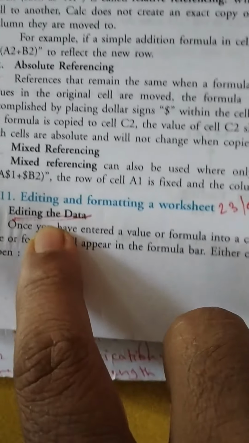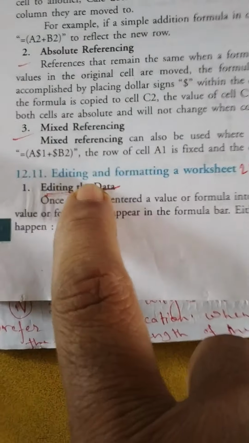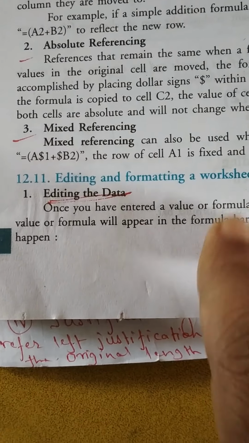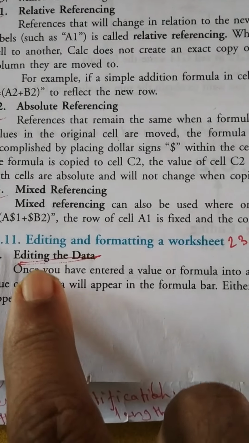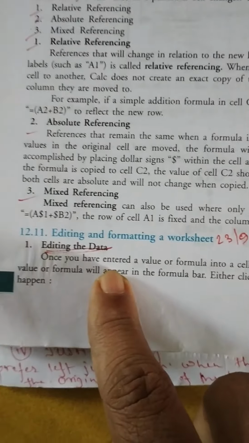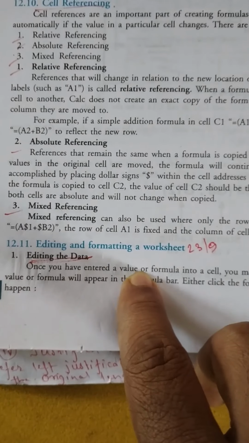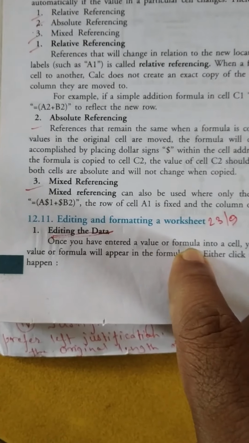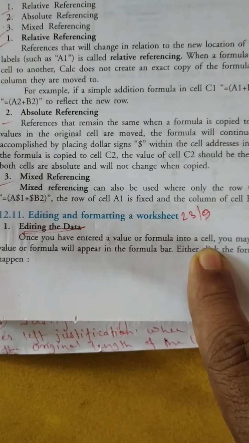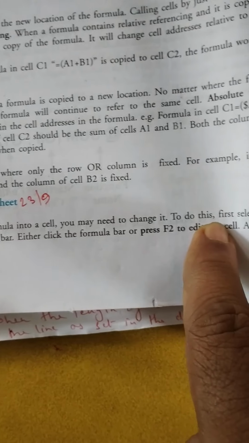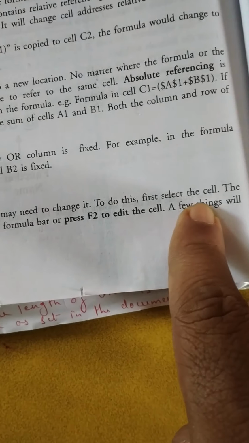Now we will see another topic. The other topic is editing and formatting the worksheet. How can you edit and how can you format your worksheet? See, editing the data. So how will you do it? Once you have entered a value or a formula into the cell, you may need to change it. To do this, first select the cell.